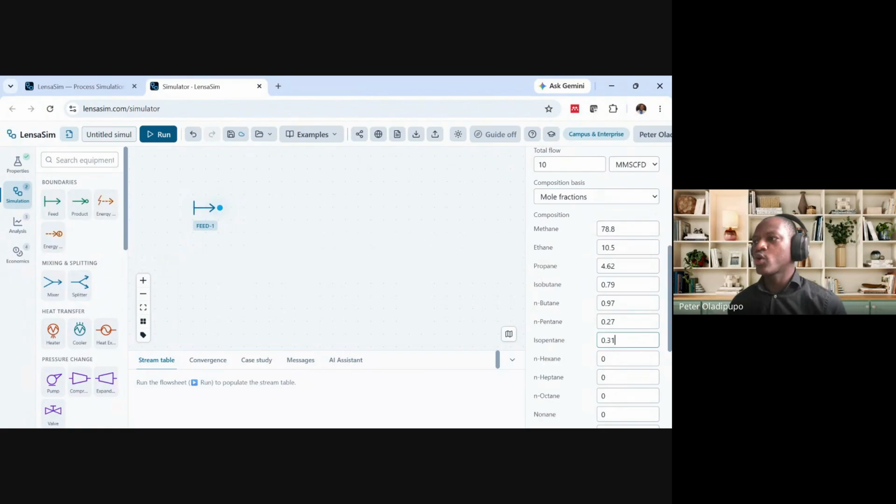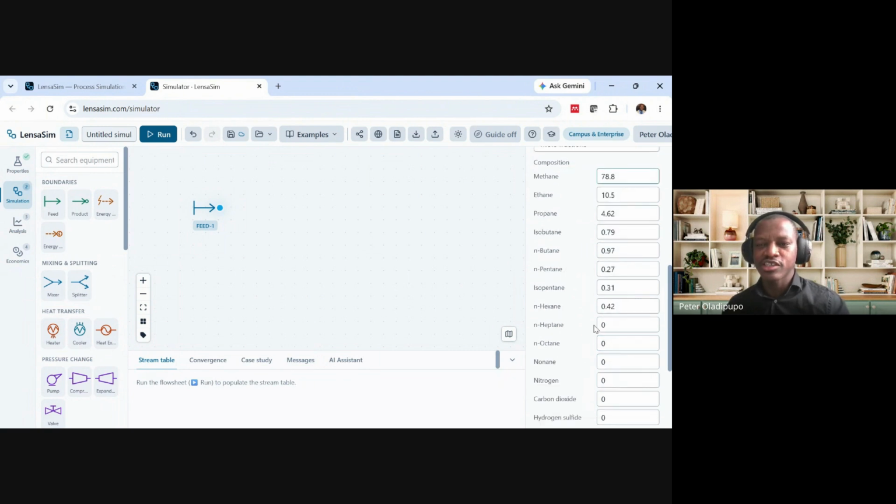Hexane: we don't have defined compositions for the C6 hydrocarbons, that is hexane, heptane, and octane and beyond. So what we are going to do is lump them together and assume that the composition is hexane, because it's just 0.42%, so it's not a bad assumption. So it means that the feed for heptane and octane will be empty. Oxygen is 0.61%.